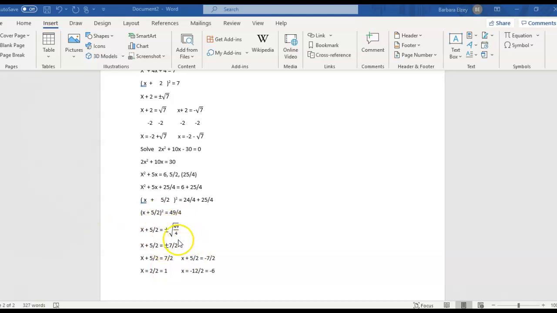So the square root of 49 over 4 ends up being 7 halves. We have to solve two equations. x plus 5 halves equals 7 halves. x plus 5 halves equals negative 7 halves. And when we subtract 5 halves, we get 2 over 2, or 1, and negative 12 over 2, or negative 6.